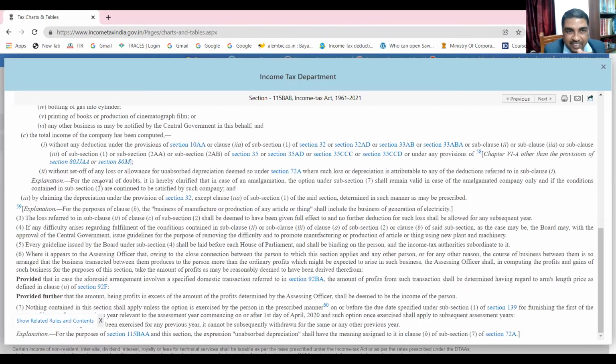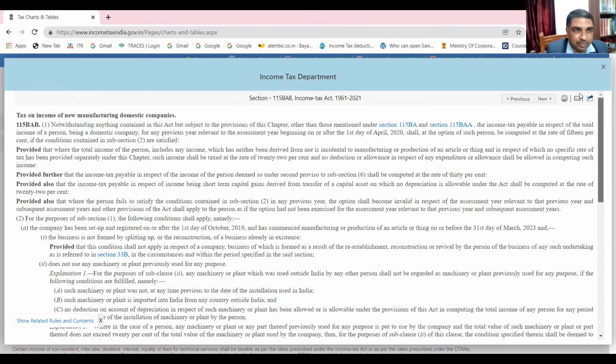115BAB. Here the tax rate is 15%. If you see 115BAB, let me show you this section. You can see the rate of tax is how much? Can you read it here? Top second line: 15%. But again, this condition has to be satisfied. Here the company has been set up and registered on or after the first day of October 2019, and commenced manufacturing or production of a particular thing before 31st day of March 2023. Within this period, the company must have been incorporated.